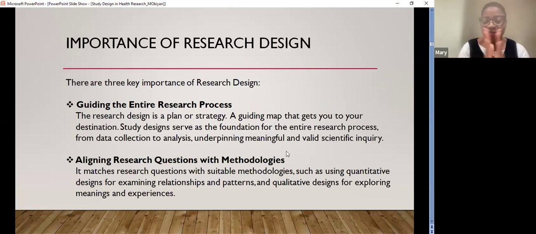Why is research design very important? I already provided a brief on this. I mentioned earlier, it guides the entire research process. It is your guiding map that gets you to your destination. And what is the destination we are talking about? I'm not talking of Kano. I'm not talking of Lagere. I'm not talking of Abuja. I'm not talking of Ikeja. I'm talking of achieving your research aim. And maybe that is not even the end.